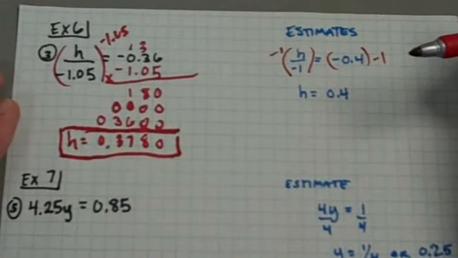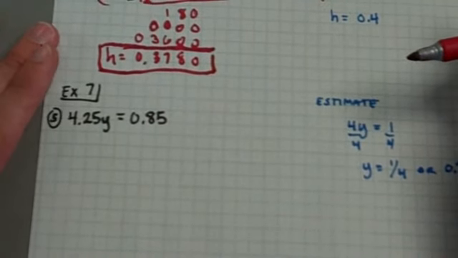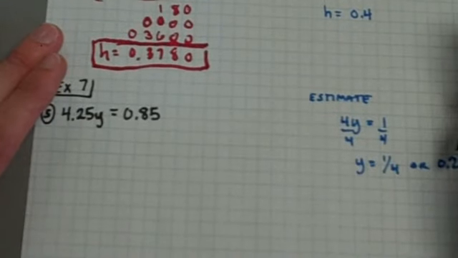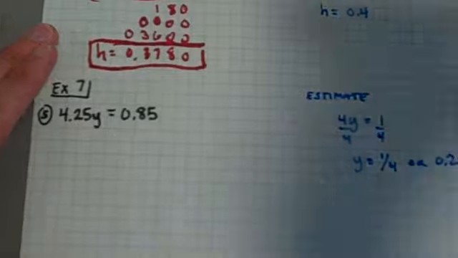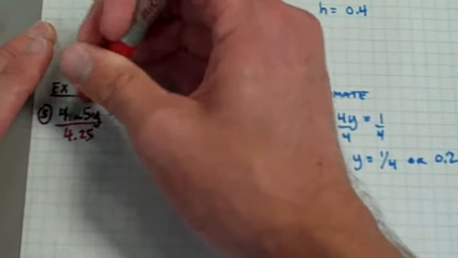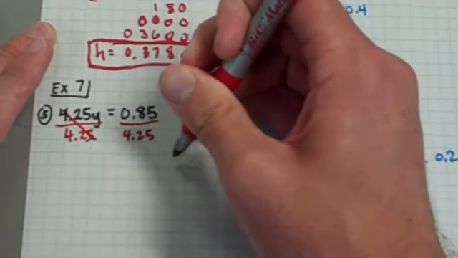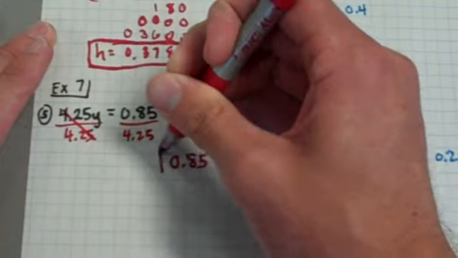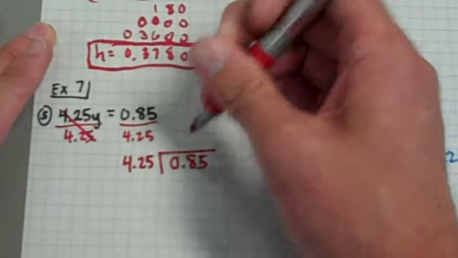All right, now final example. 4.25 y equals 0.85. So my estimate is 0.25, or 1/4. I divided both sides by 4. All right, now let's take a look at the real deal. So I'm dividing both sides by 4.25. Once again, 0.85 will go inside of the division box, 4.25 on the outside. The top of the hill goes inside.